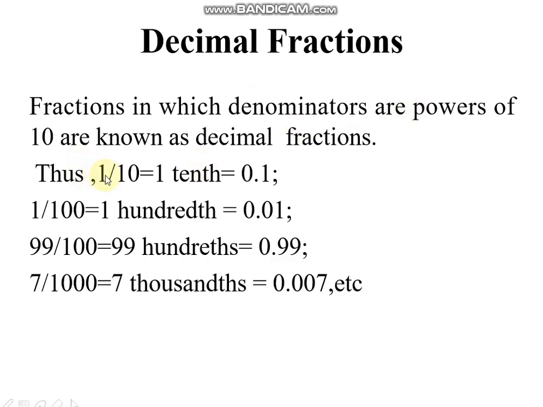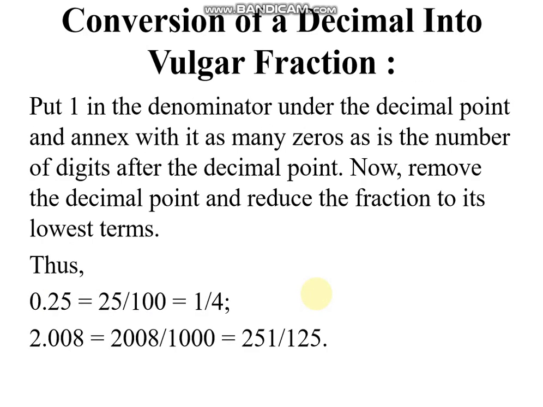For example, 1 by 10, 1/10 we call it as, right? That is 0.1. 1 by 100, 100th we call it as, that is 0.01. 99 by 100, 99/100, is 0.99. 7 by 1000, 7/1000, is 0.007.